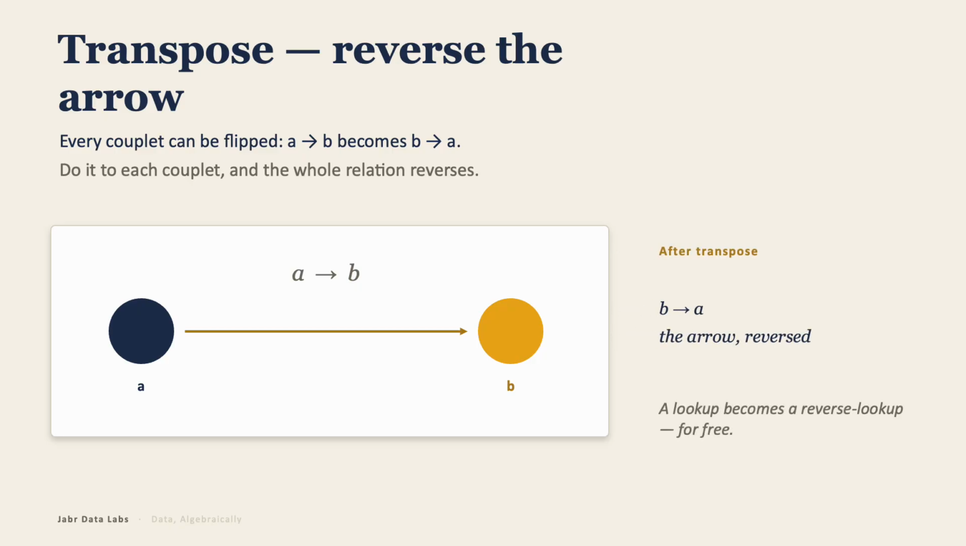Start with the simplest verb of all, transpose. A couplet is a directed pair, A arrow B. To transpose it, you just reverse the arrow, B arrow A. That's the whole operation. Now apply it to every couplet in a relation, and the entire relation reverses direction at once. Why care? Because a relation that maps names to phone numbers, transposed, maps phone numbers back to names. A lookup becomes a reverse lookup with a single operation and no new code. Small as it is, transpose is a genuine algebraic operator with clean, dependable behavior.